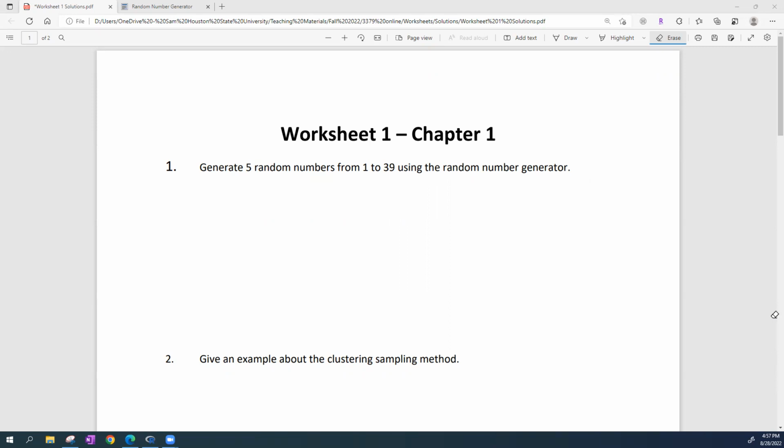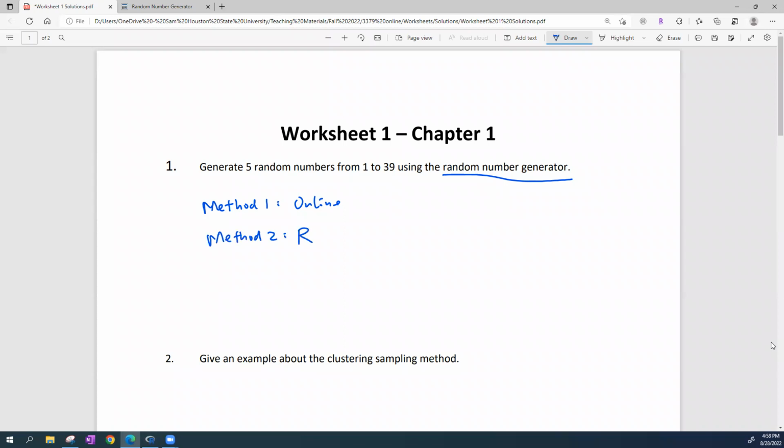Question number 1. Generate 5 random numbers from 1 to 39 using the random number generator. So we have method 1, where we want to use the online random number generator, or we have method 2, where we're going to use the R calculator. Let's first look at the online random number generator. So generate 5 numbers from 1 to 39.